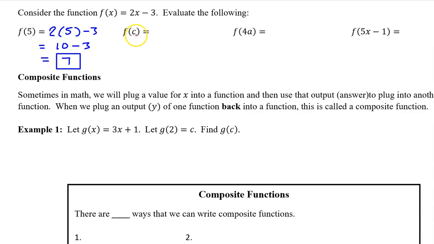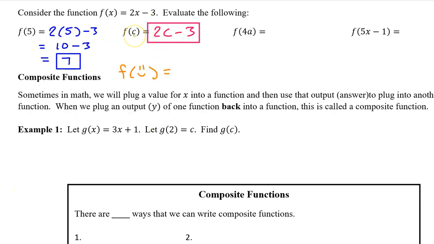We can evaluate at an unknown constant like f at c, even though we can't get quite as far. We just plug in c for x and we get 2c minus 3, and that's just as far as we can go.